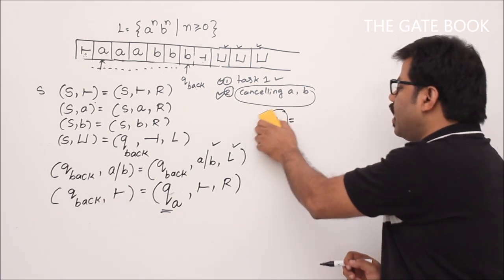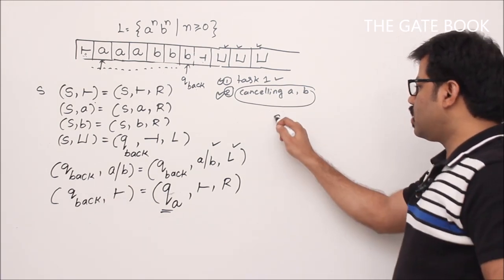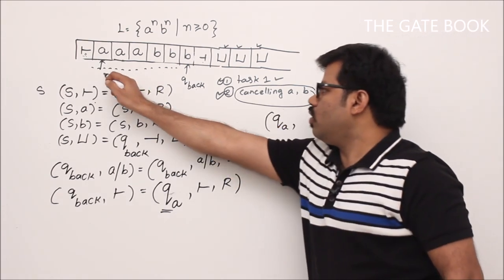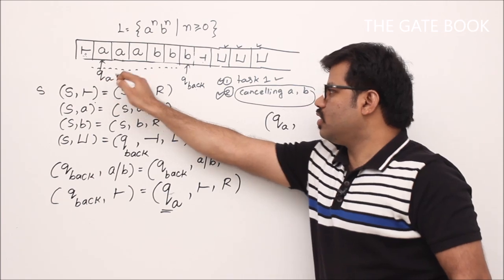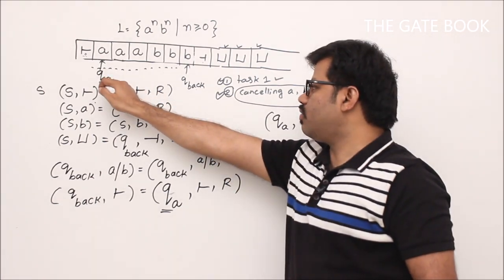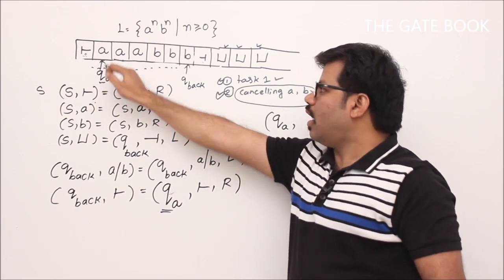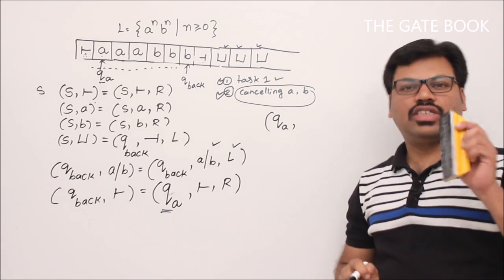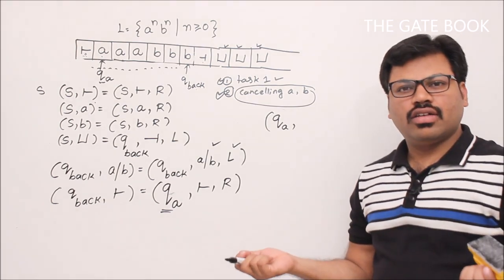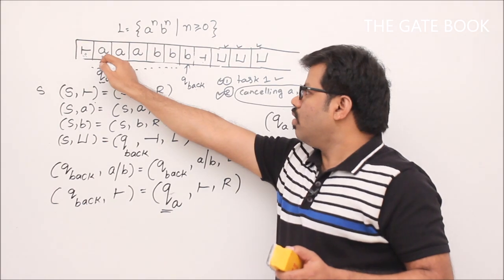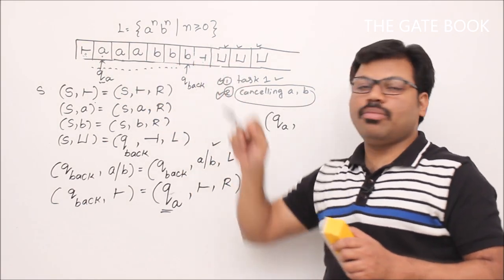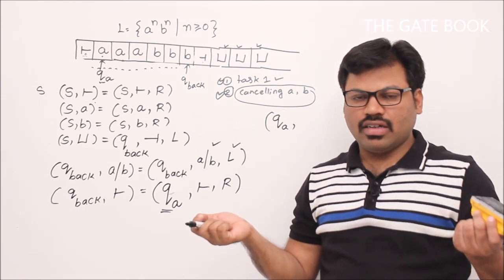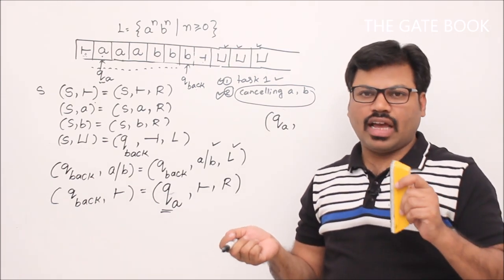Let's define QA's behavior now. Okay, Mr. QA, your job is very easy. From now onwards, whenever you get the job, you will be here. That means this is the first time your state will be QA. And you will be seeing an input symbol, either A or B, we don't know. But your job is searching for A. If you don't see A, if you see B directly, that means what? Definitely the A's are all cancelled and there are more B's. Then only it will happen, correct?